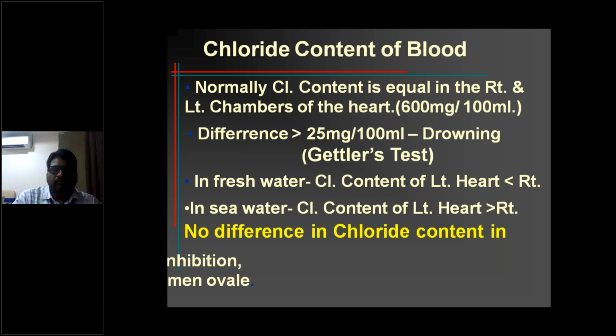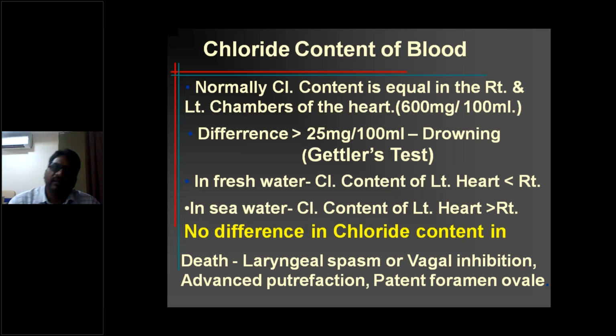Now come to another important finding in drowning, the test for chloride. Generally the chloride content is equal in both the right and left chambers of the heart, that is 600 milligrams per 100 ml of blood. But if the difference between the left and right chambers is more than 25 milligrams per 100 ml, you can assess it as a drowning case. You can call it Gettler's test.